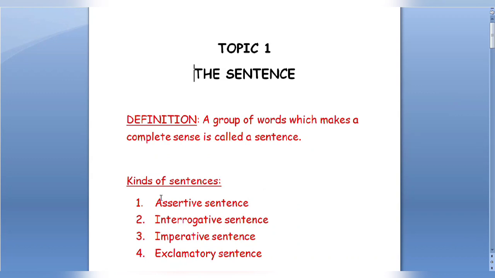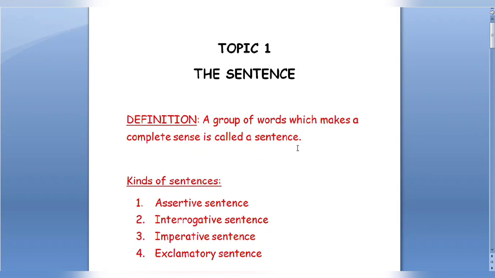Hey guys, so today we will be beginning with the first topic of English grammar, that is the sentence. So let us begin with the definition. What is a sentence? A group of words which makes a complete sense is called a sentence. Everybody can note down this definition.